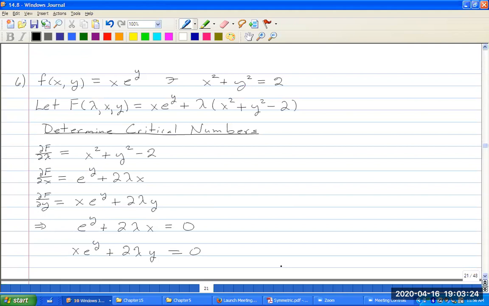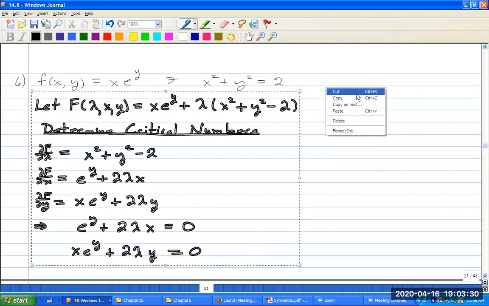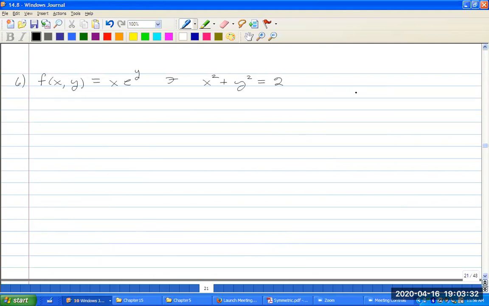Maybe I will just get rid of this. Okay. f of xy is equal to x e to the y and is subject to the following constraint: x squared plus y squared is equal to 2. So I want to form a Lagrangian.